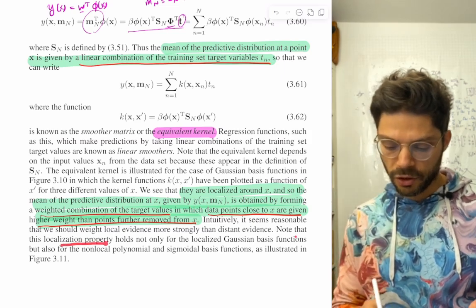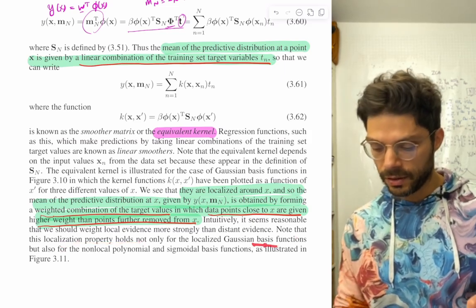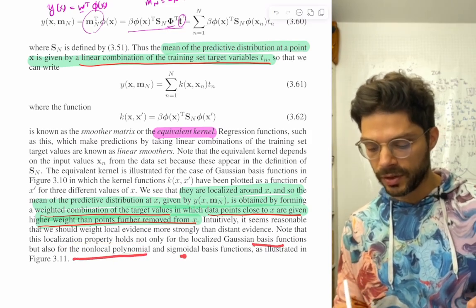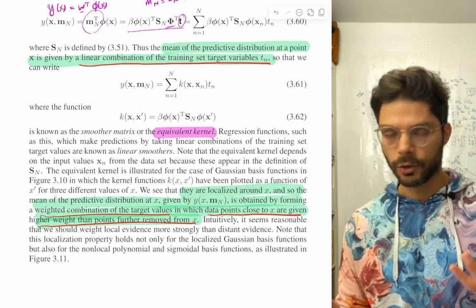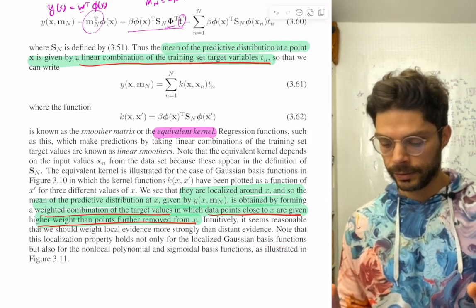Note that this localization property holds not only for the localized Gaussian basis functions, but also for non-local polynomial and sigmoid-based functions. In the code example that I'll provide, you can change the basis function, and you'll see that it's basically the same idea.